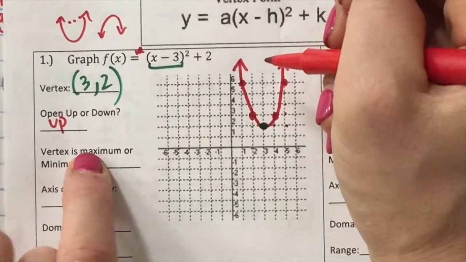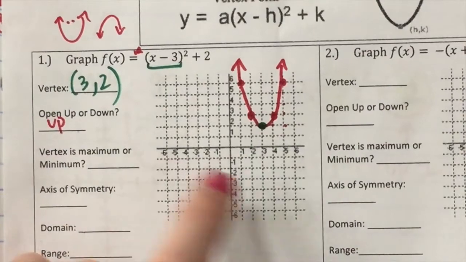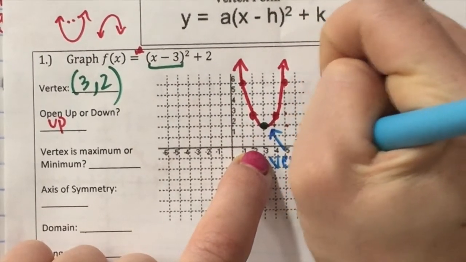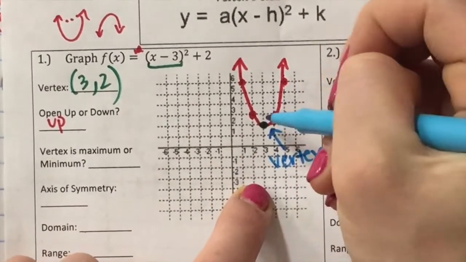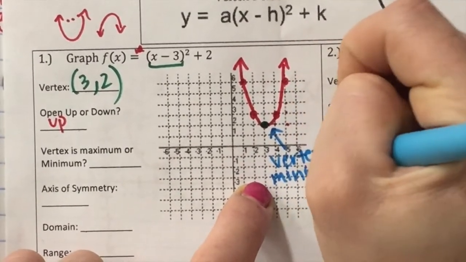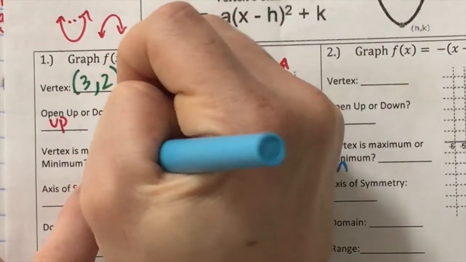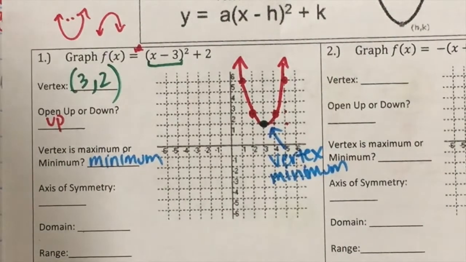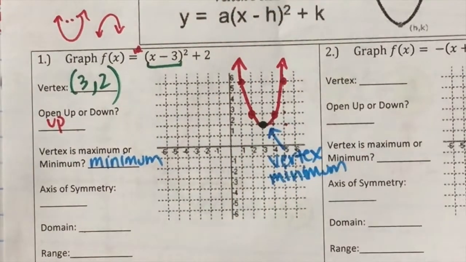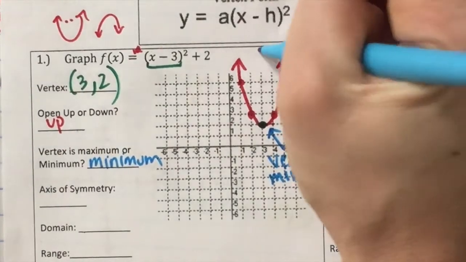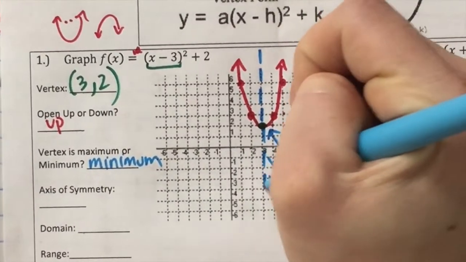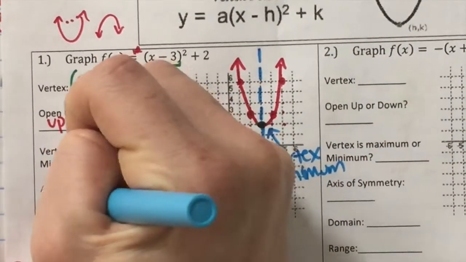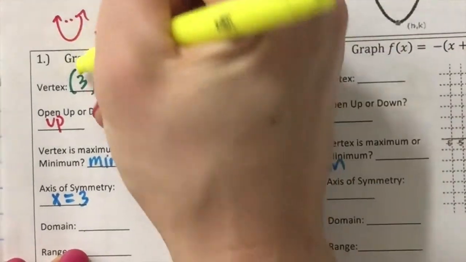So then the question asks me, is the vertex a maximum or a minimum? Well, is this point the highest point or the lowest point? The vertex is at the bottom, so it's a minimum. And then the axis of symmetry is the mirror line that goes right through this thing. So the axis of symmetry goes right through x equals 3. You'll notice it's the same number as where the vertex is.